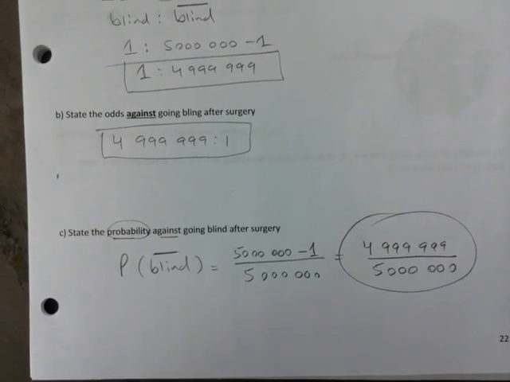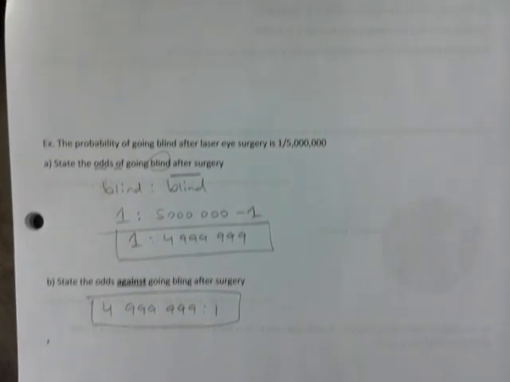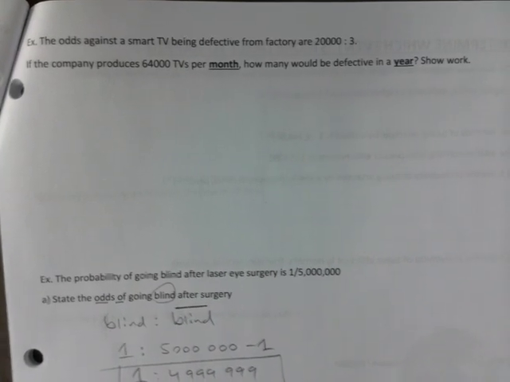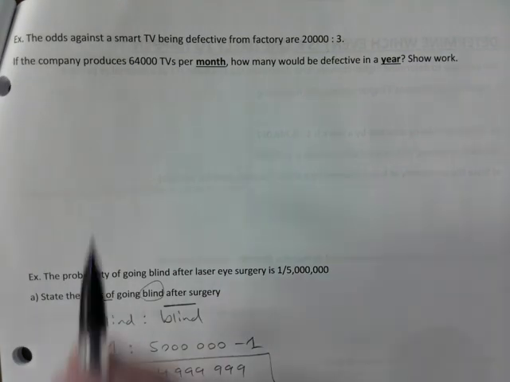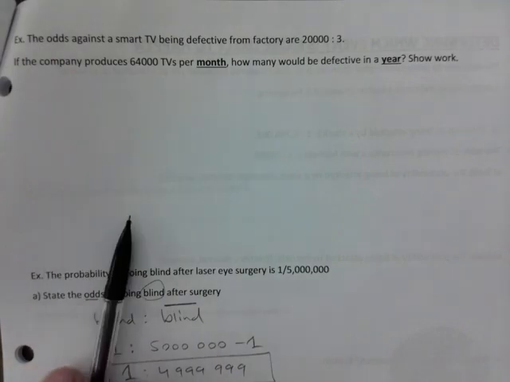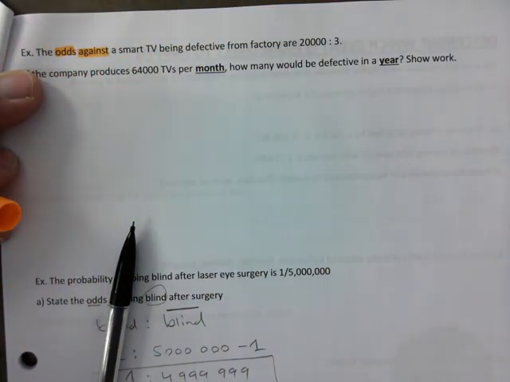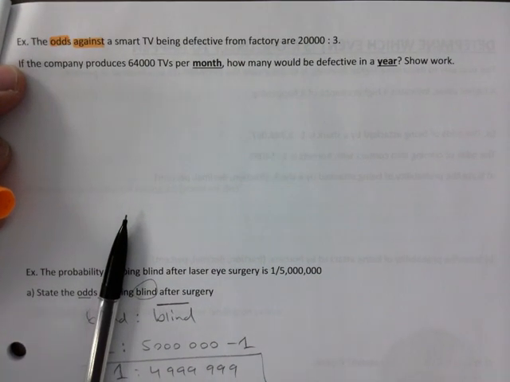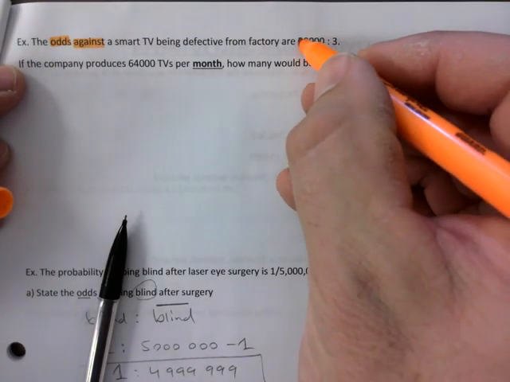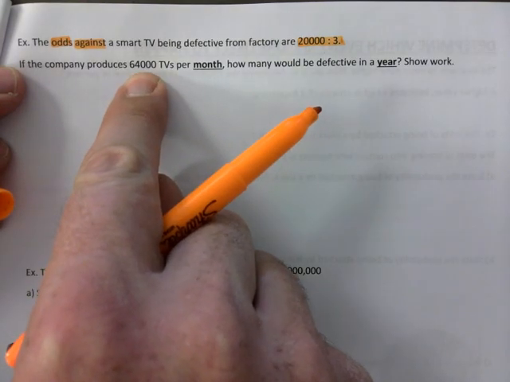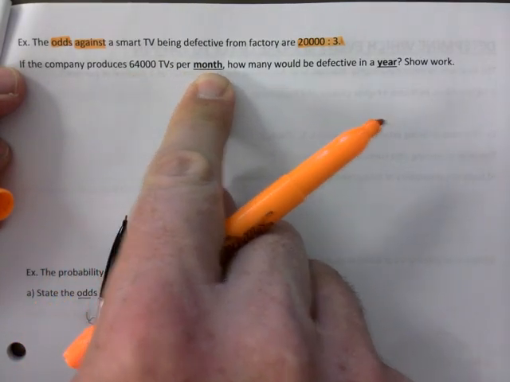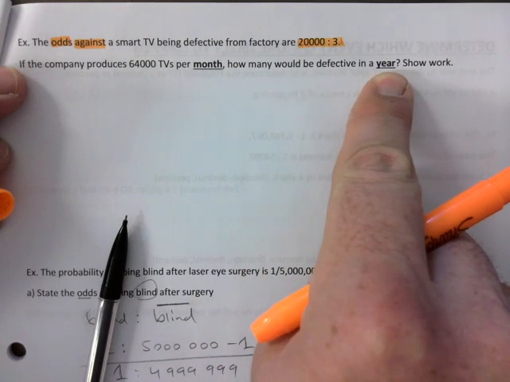So we're going to go back to the top one here, to this one. Okay, so make sure you write this down, right? It's very important to have your notes. The odds against, I'm going to highlight that part. The odds against. So odds needs to be followed up with either for or against, right? A smart TV being defective from factory would be this. If a company produces 64,000 TVs per month, how many would be defective in a year?